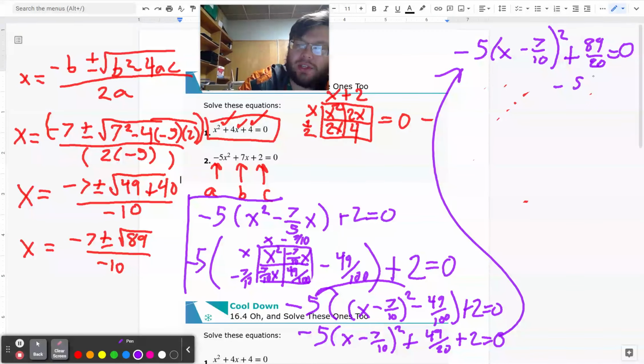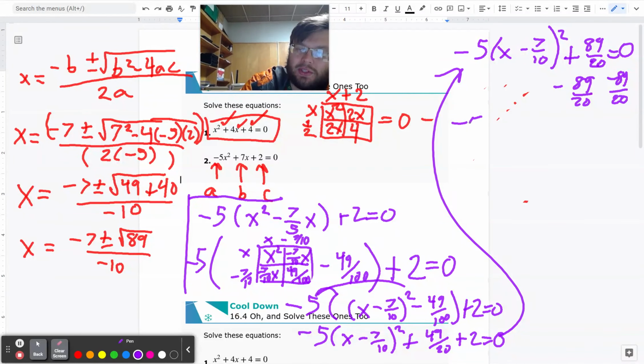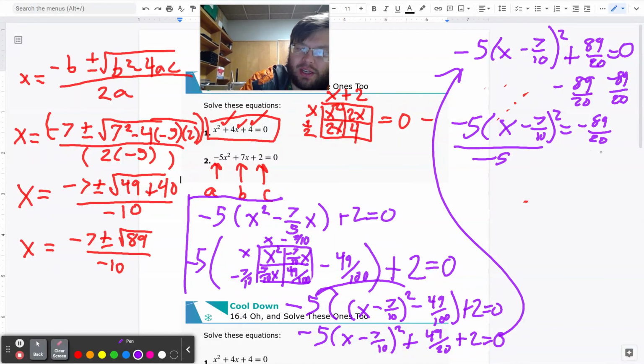Now you're solving it just like normal. So please notice, even though the numbers are harder, the steps I'm doing are the same steps that you did when you're completing the square and solving an easier problem. So now I've got negative 89 over 20. Divide both sides by negative 5. So two negatives make a positive now. So I have positive 89 over 100. There you go. There, the 100 is.